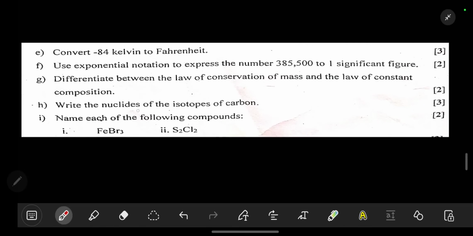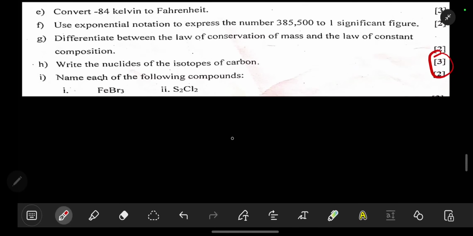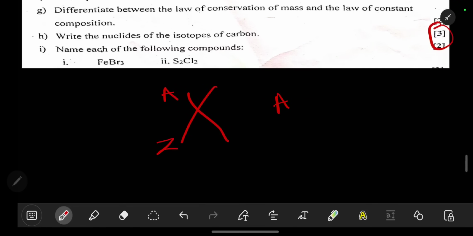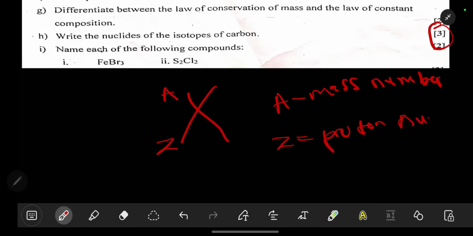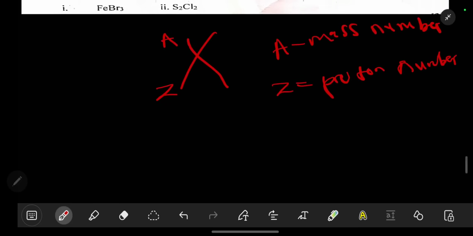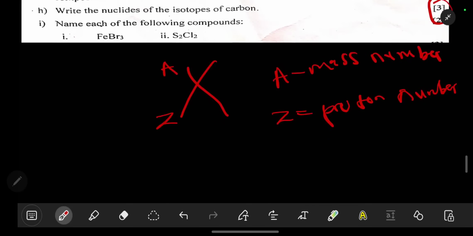This one says to write the nuclides of the isotopes of carbon. For 3 marks, we expect to write 3 of them. So for the nuclide, we have A and we have Z. A will be your mass number, then your Z will be your proton number, or the electron number.